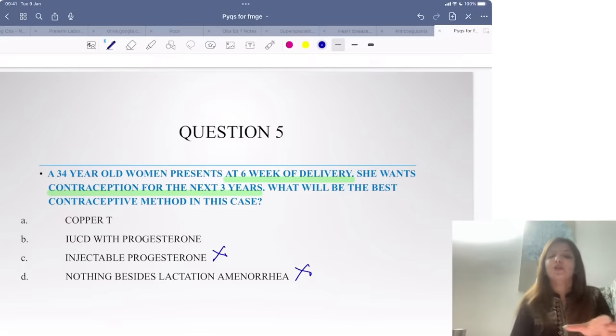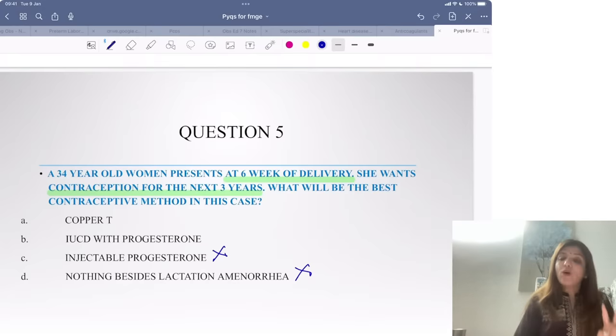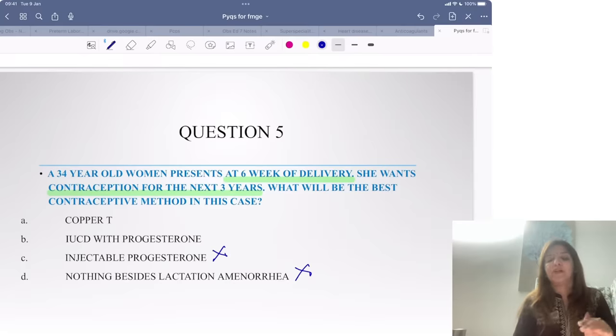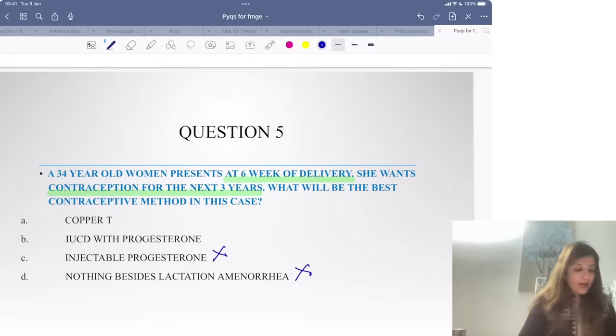Now I am left with two options. Copper T, or IUCD with progesterone. Right? Now, if you ask me, both of them can be given. You can give copper T also and you can give Mirena also. Mirena's advantage is that it is the most effective contraceptive method. Since it is the most effective contraceptive method, I would prefer giving her Mirena. Clear to all of you, its failure rate is 0.05%. So, I am going to prefer giving her Mirena in comparison to copper IUCD.